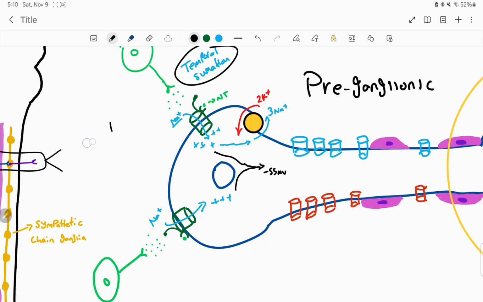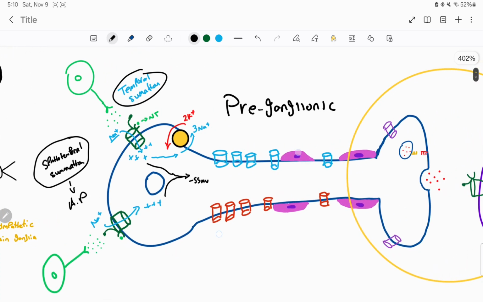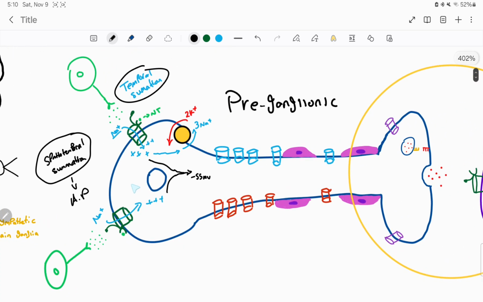They actually give this a name. They call this spatial temporal summation. And usually this is the kind of summation you need to launch an action potential. This is the kind of summation that you usually need. Now, quick little recap.